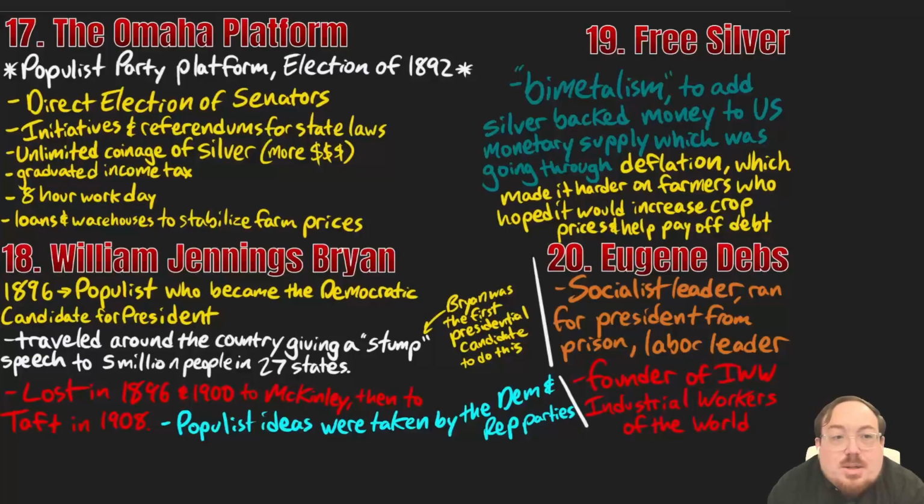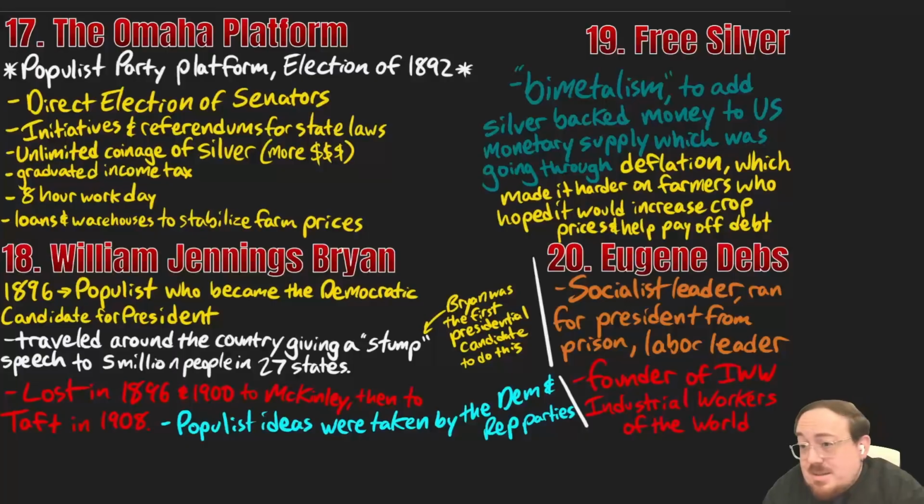And so Bryan will run in 96. He will begin to change what it is to be a presidential candidate. One of the things he does that no other president before him did was travel around the country speaking to the American people, giving what was known as a stump speech.